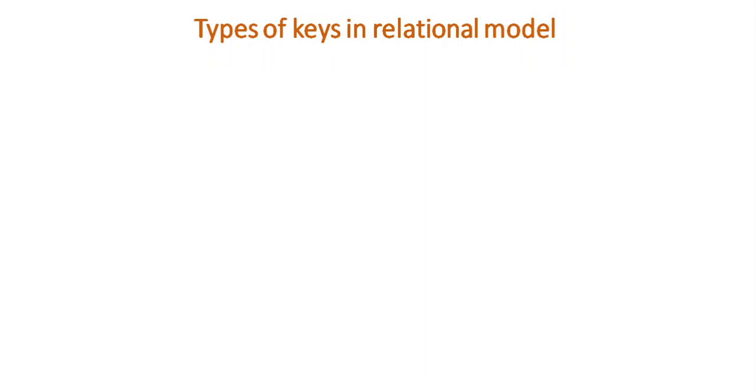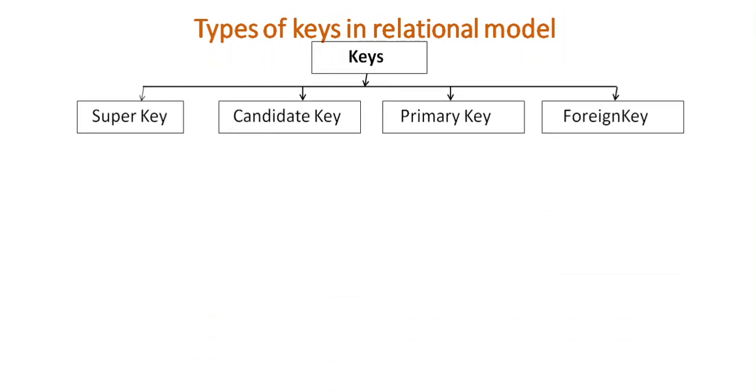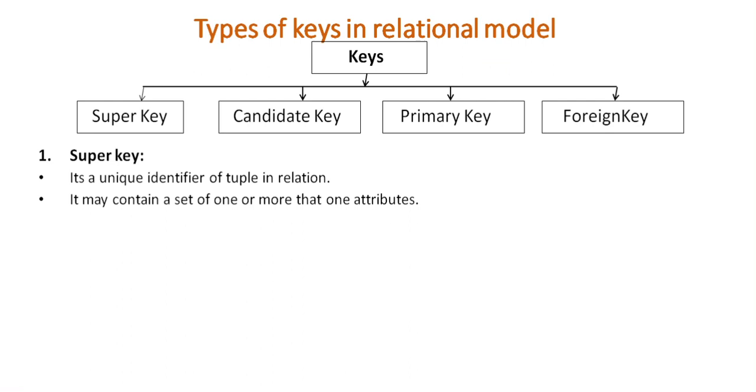Now let's see what the types of keys in the relational model are. Here in the relational model we have four categories of keys: super key, candidate key, primary key and foreign key. Okay, now what is a super key? Super key is nothing but a unique identifier in a tuple. Means all sets, all attributes that can be used as a unique identifier are called super keys. And this super key can consist of one attribute, like employee ID in our relation, or it may be a combination of more than one attribute.